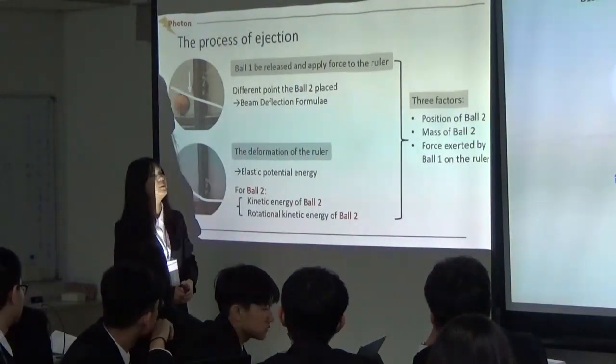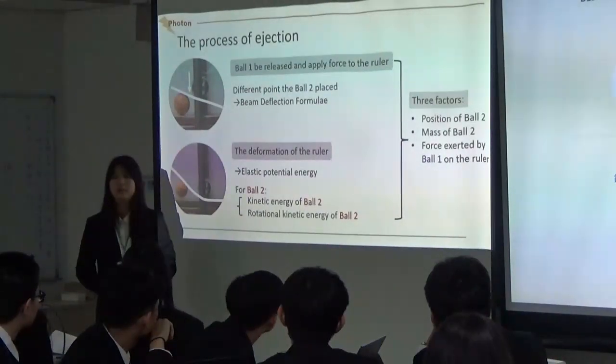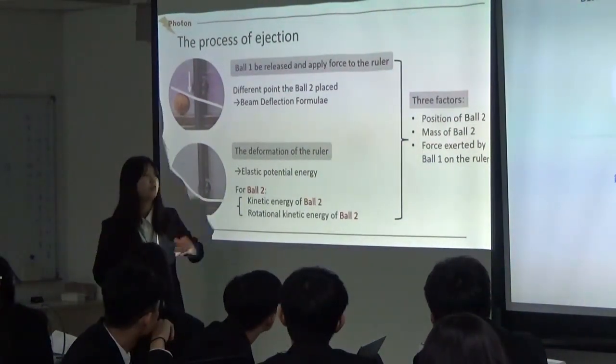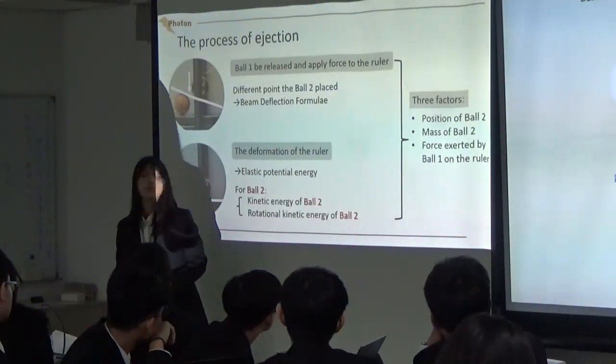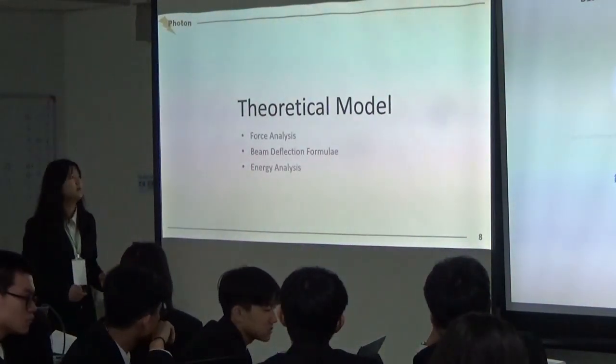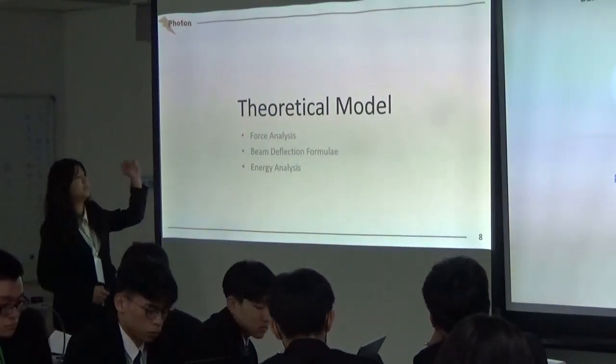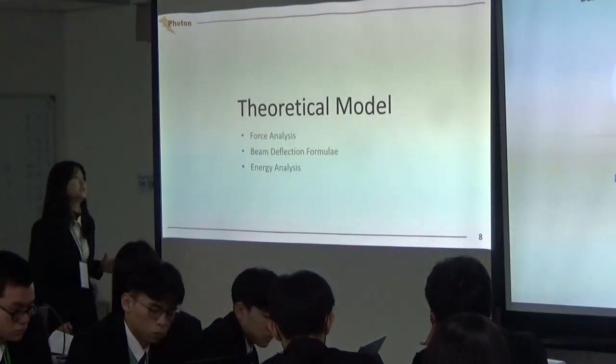So in our experiment, we use three factors as our manipulated variables. The first one is the position of ball two, and the mass of ball two, and the force exerted by ball two on the ruler. And there's our theoretical model. I will talk about the force analysis, the beam deflection formula, and the energy analysis.